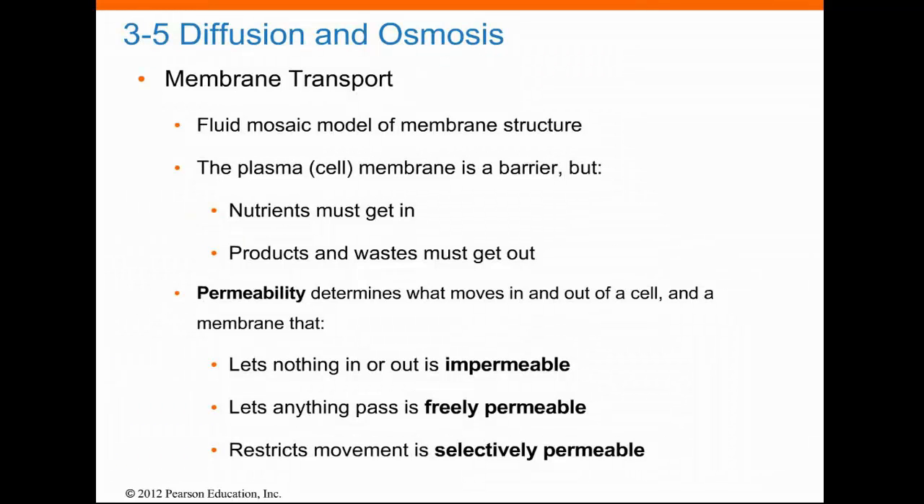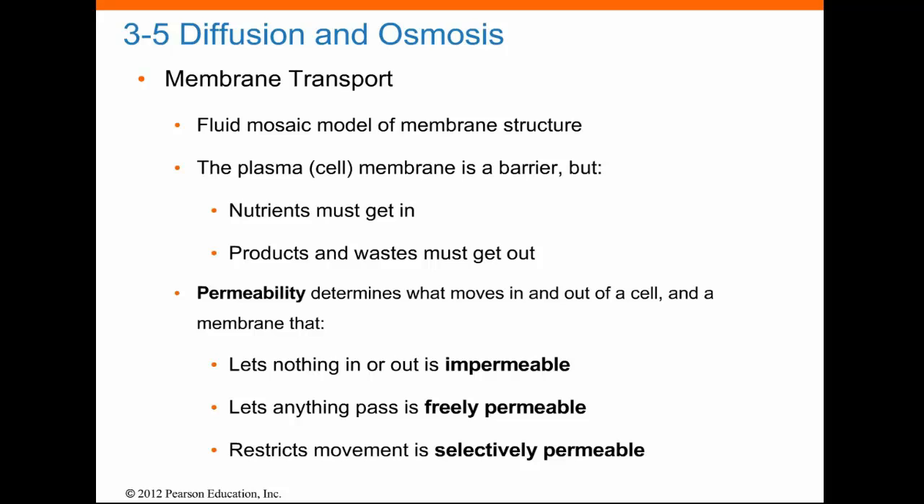We need to look now at the concepts of diffusion and osmosis. This is how fluid moves in and out of the cell, so it's called membrane transport. We're following what is called the fluid mosaic model of membrane structure, so the cell membrane is a barrier, but of course it's not a barrier to everything, because nutrients have to get in and waste products have to get out.